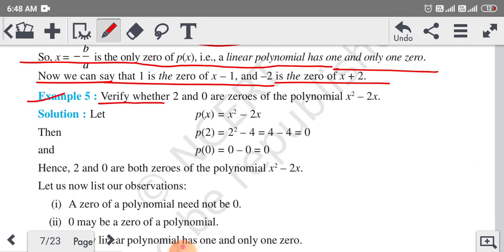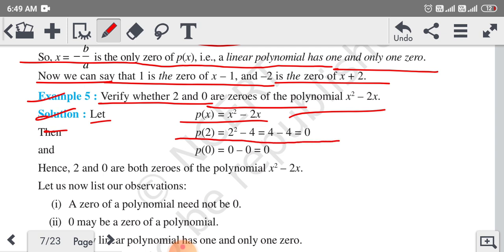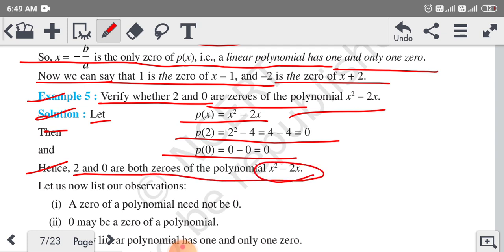Now example 5: verify whether 2 and 0 are zeros of the polynomial x square minus 2x. Solution: let p(x) is equal to x square minus 2x, then p(2) is equal to 2 square minus 4, which is 4 minus 4 is equal to 0. And p(0) is equal to 0 minus 0 is equal to 0. Hence 2 and 0 are both zeros of the polynomial x square minus 2x.